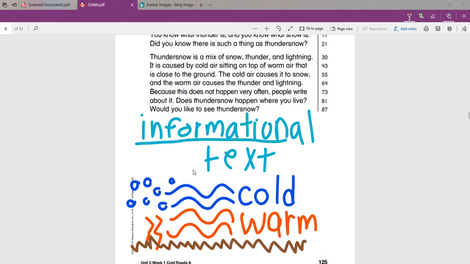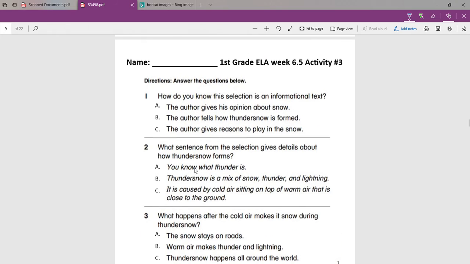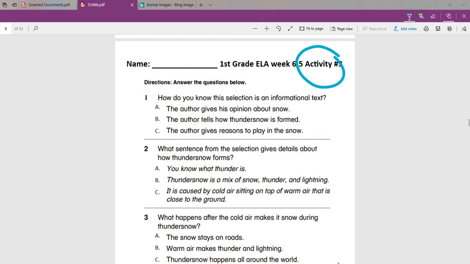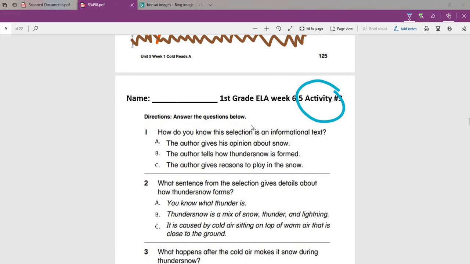Okay, now let's look at our questions. I'm going to change the color of my pen. Okay, here we go. Question number one, make sure you are on activity number three. It says, how do you know this selection is an informational text? ¿Cómo sabemos que esta selección es informativo? How do we know it's informational? Remember, there's a big clue in the word informational. We get what? Information. So how do we know?